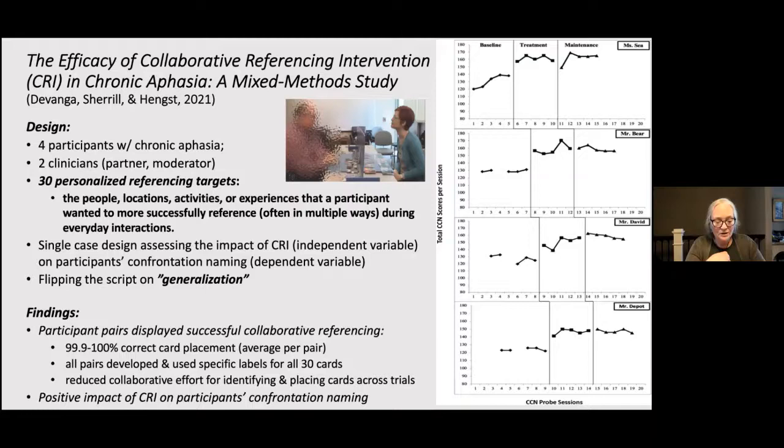She used a single case design, assessing the impact of the CRI, which was now the independent variable, on participants' confrontation naming, which was the dependent variable. This essentially flips the script on questions of generalization. So we're looking to see if participation in these complex communicative activities of the CRI would generalize to the more tightly controlled confrontation naming task. So what did she find? Participant pairs displayed the successful collaborative referencing during the game trials that is predicted. And she found a positive impact of CRI on the patients' confrontation naming tasks.